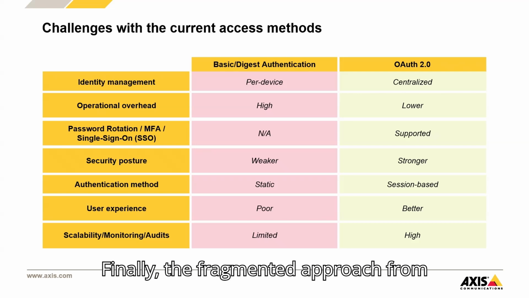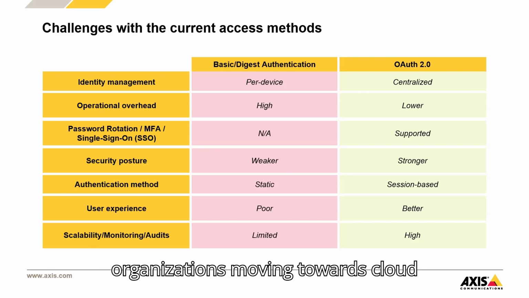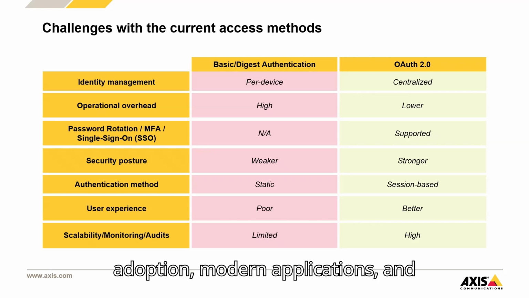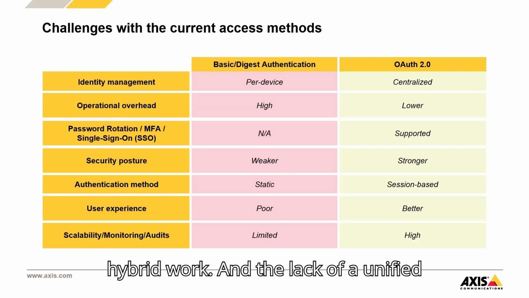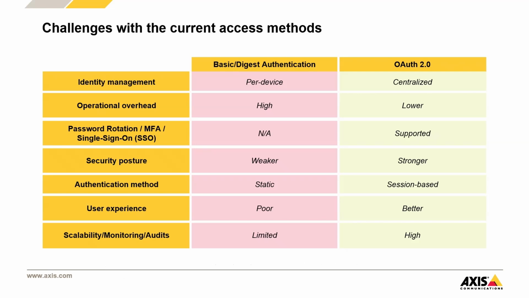Finally, the fragmented approach from Basic Digest does not scale well with organizations moving towards cloud adoption, modern applications, and hybrid work, and the lack of a unified identity layer makes it harder to grow securely and efficiently.